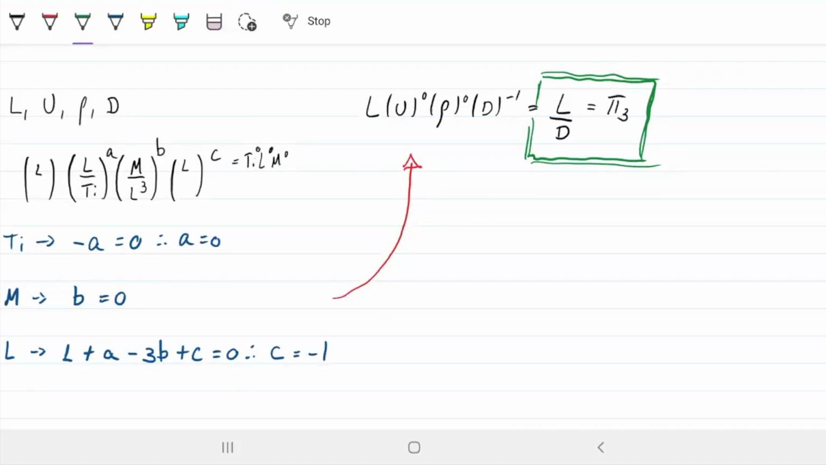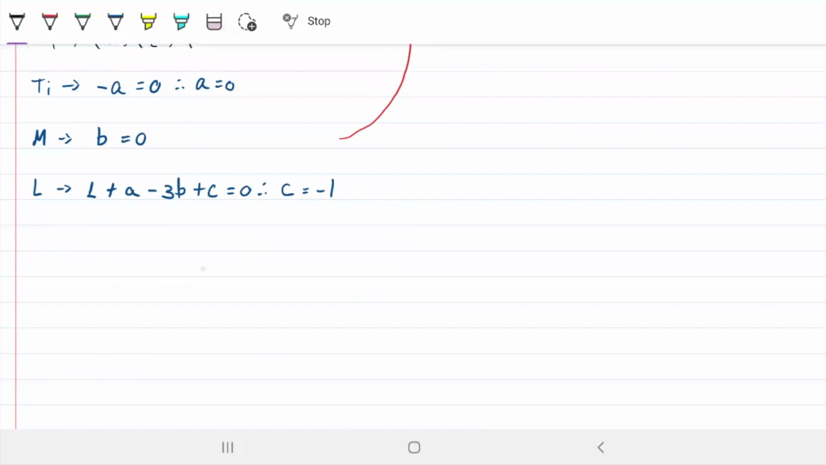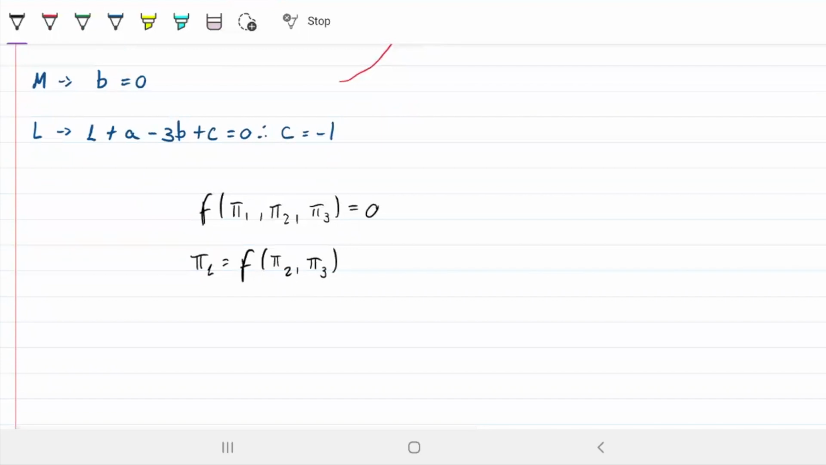Okay, now what do we make of this? What sense can we make of this? Well, there's 2 ways to understand this, to relate this back to mathematical ideas. The first one is that a function of pi 2 and pi 3 has to equal 0 because of the fact that they're dimensionless. The other one is that pi 1 has to be a function of pi 2 and pi 3. Okay, and we can use either or. In this case, we're more interested in this one because we're interested in the pressure drop.